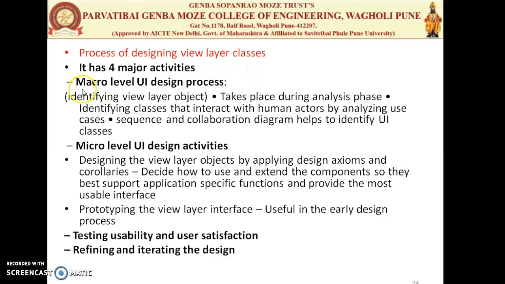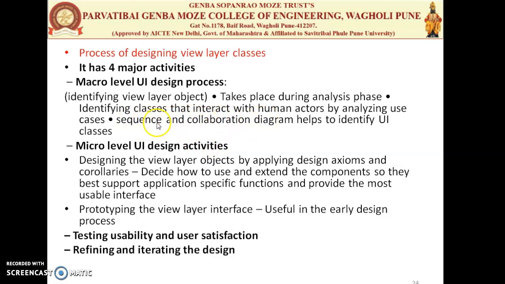So let's see the first one, that is the micro level UI design process, which is also called identifying the view layer objects. So it takes place in the analysis phase. So identifying the view layer objects is done in the analysis phase, that is, identifying the classes that interact with the human actors. So we need to identify which classes will interact with the human actors by analyzing or by using the use case. So two types of diagrams are used in the micro level UI design process. The first one is the use case diagram, and the second one is the sequence and collaboration diagram.